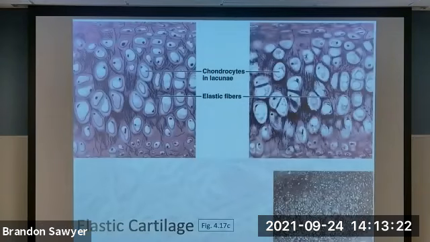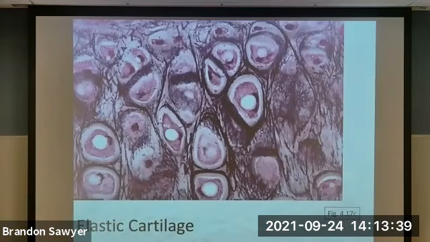Okay, here's what it looks like. So we can see more protein fibers in elastic cartilage than we can in hyaline cartilage. Okay, so it kind of just has more of a fibrous look. It's a little bit more densely packed with those chondrocytes than hyaline cartilage is. Okay, a little bit closer view of it here. You can see those protein fibers pretty clearly there.